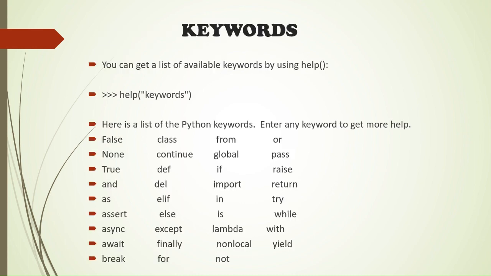And next comes our topic, keywords. You can get a list of available keywords by using help, that is, help of "keywords" within the double quotes. Here is the list of Python keywords. Enter any keyword to get more help. They include False, None, True, and, as, assert, async, await, break, and so on, as you can see here.